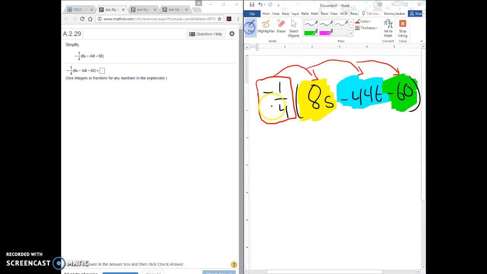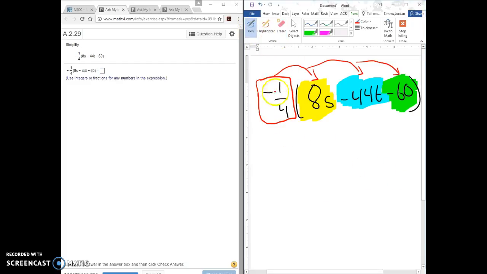So what you have to do is get used to thinking in terms of terms. And when you look at a term, always look to the left. That's going to tell you whether it's positive or negative. This 8s, there's nothing there, so it's positive. 44t is negative, and minus 60 is negative. So I could really just regroup these terms in any way I wanted. I could write the minus 60 first, minus 44t, plus 8s. It's still the same thing. I'm just moving those terms around. So that's the first thing that I want you to be able to do.